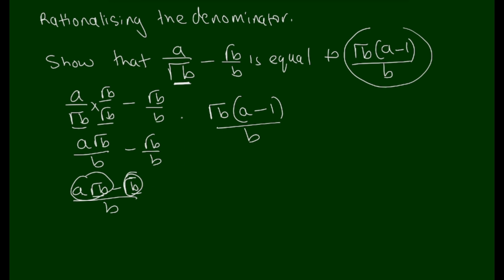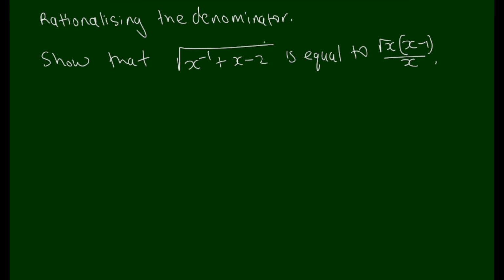Okay, let's do the last one. We have to show that this expression is the same as that. What is x to the power negative 1? So this is like 1 over x plus x minus 2. Now, what is the LCD? LCD is x. So what are we going to do?